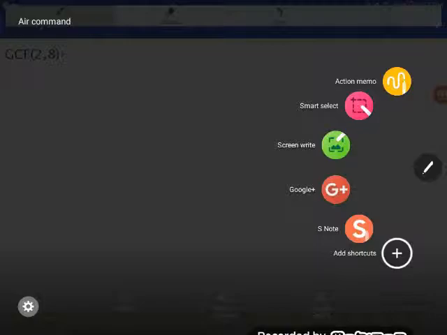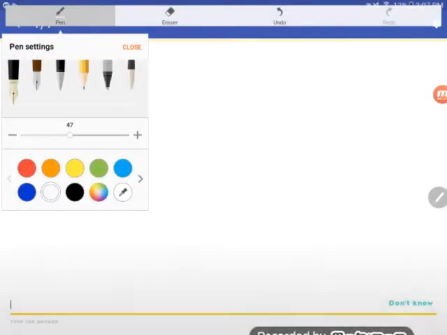Oh, let me get a pen color that you can actually see. Let's see here. Pen. Something not white? How about something not white?